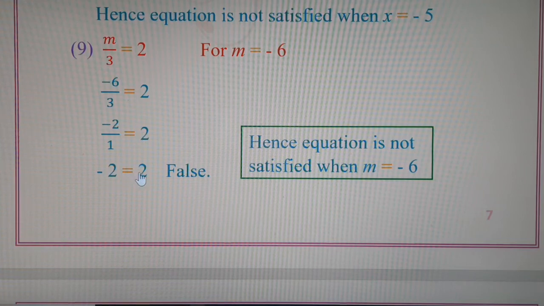Minus 2 is equal to 2. Are they equal? No, it's not equal. It is false. So we can write down the answer statement. Hence the equation is not satisfied when m is equal to minus 6 is substituted.